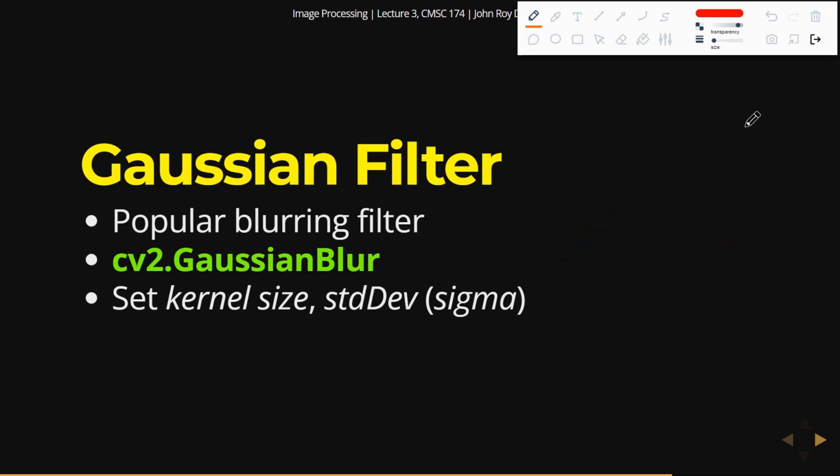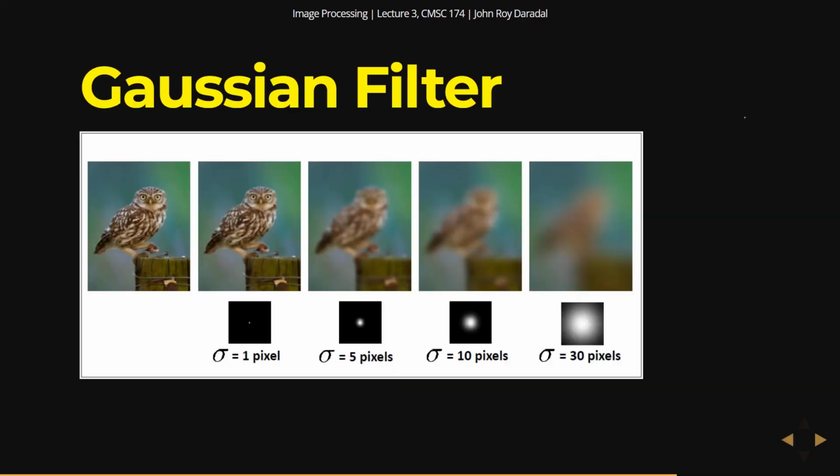Okay, so what would be the effect of standard deviation? So the sigma, or the standard deviation, if it's 1 pixel, then you don't really notice the blurring at all. If it's 5 pixels, then it's kind of wider, so you notice the blurring now. And if it's at the extreme, when it's 30 pixels, so the Gaussian curve is really wide, then you'll notice it's very blurred now. Okay, so the amount of blurring depends on the standard deviation.